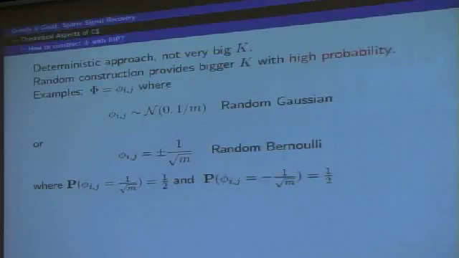So how do we construct phi with RIP? We have deterministic approaches, but we are not satisfied with the order k in this case. So usually you employ a random construction. This can provide bigger k, but with high probability. For example, we can draw the elements of phi from a zero mean Gaussian distribution with variance 1 over m, or we can use a random Bernoulli matrix with positive and negative entries carrying the same probability.